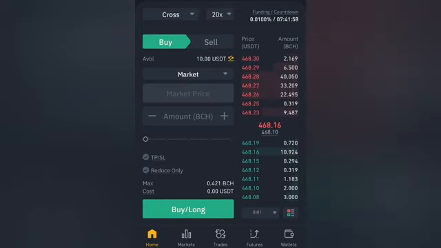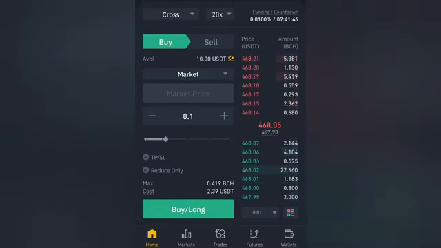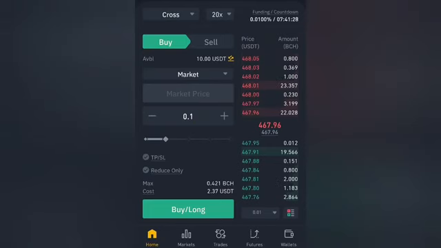For example, if I'm using 20x leverage and I want to buy 0.1, if you check the cost, that means how much it will cost me to open this position, you will see that it will cost me just 2.38 USDT to open this position. That's when I'm using 20x leverage. Now, if I change to 50x leverage, I want to show you how much it will cost me.